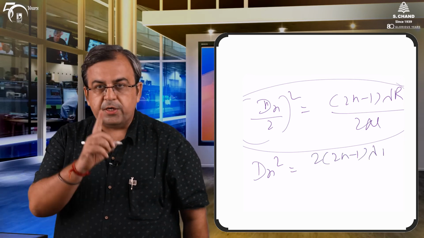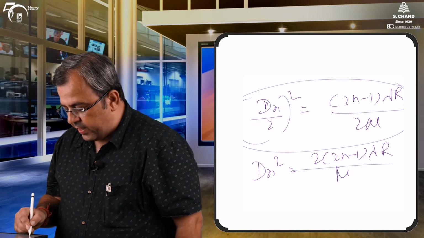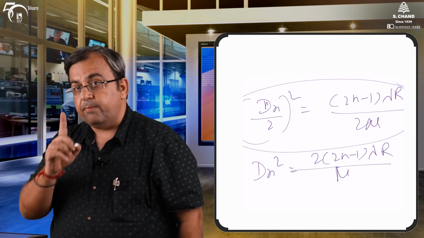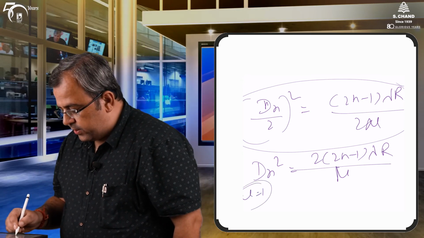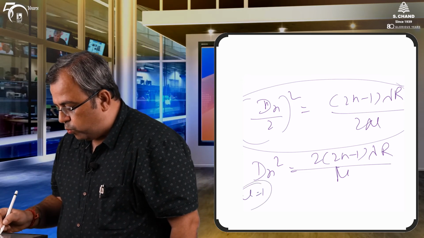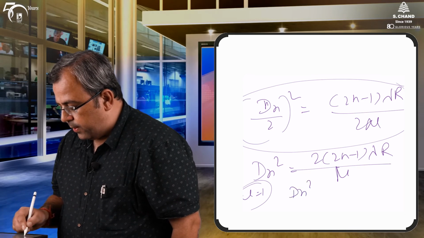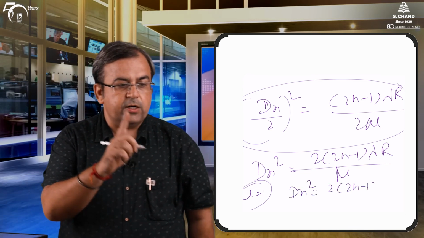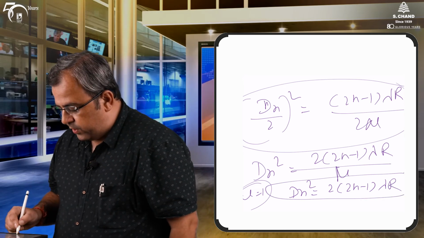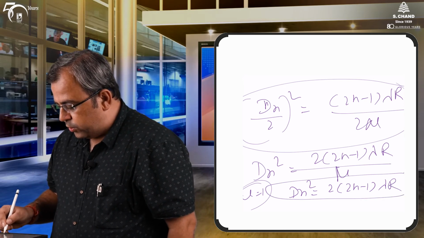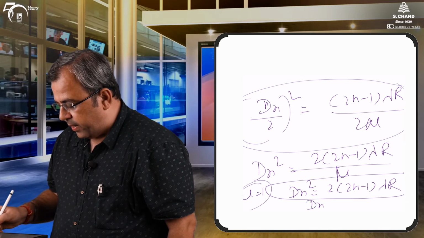So it means for the air film, what we are saying, for the air film mu is equal to 1. When mu is equal to 1, what will be Dn square? Dn square will be equal to 2 into (2n minus 1) into lambda R, right? And Dn will be equal to under root of 2 of (2n minus 1) into lambda into R.